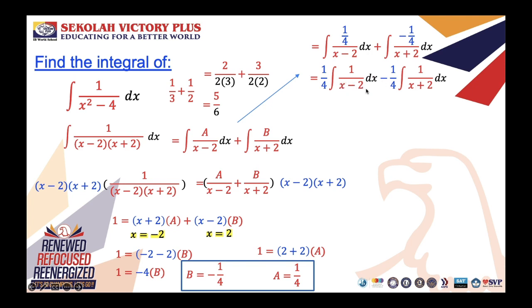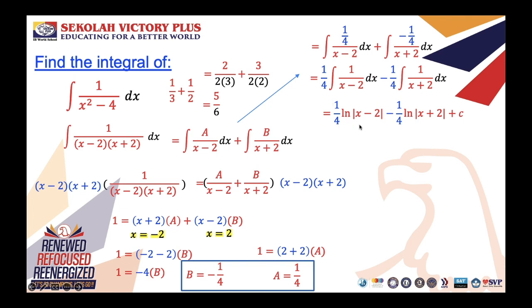Remember that you need reverse chain rule for this, assuming this is your u. But if you are familiar with it already, then you would know that the integral of it will just be ln x minus 2 minus 1/4 ln x plus 2 plus c. Now, before jumping into this conclusion, you have to be careful with the coefficient of the x, because if the coefficient of the x here is not 1, then it's not the same as this. There must be something else multiplied if the coefficient of x is not 1. That's why you have to do reverse chain rule to check it out.